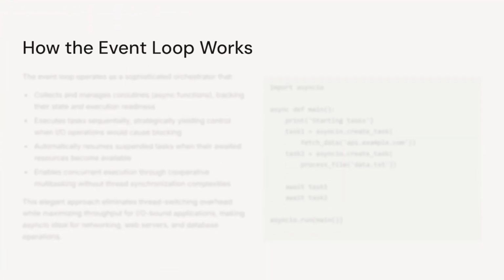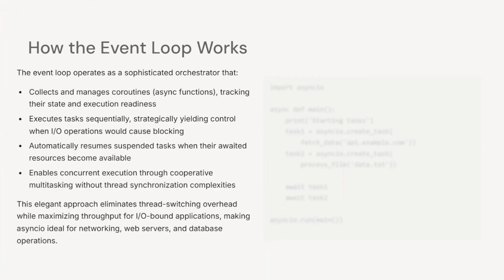So how exactly does the event loop work? The event loop operates as a sophisticated orchestrator that collects and manages coroutines, meaning async functions, tracking their state and execution readiness. It also executes tasks sequentially, strategically yielding control when input-output operations would cause blocking. It also automatically resumes suspended tasks when their awaited resources become available.